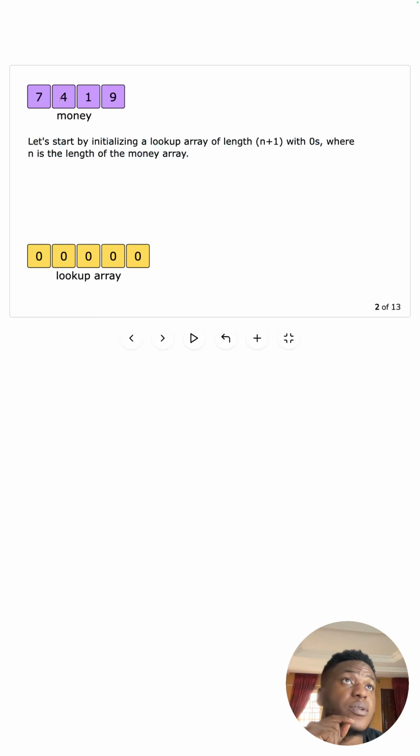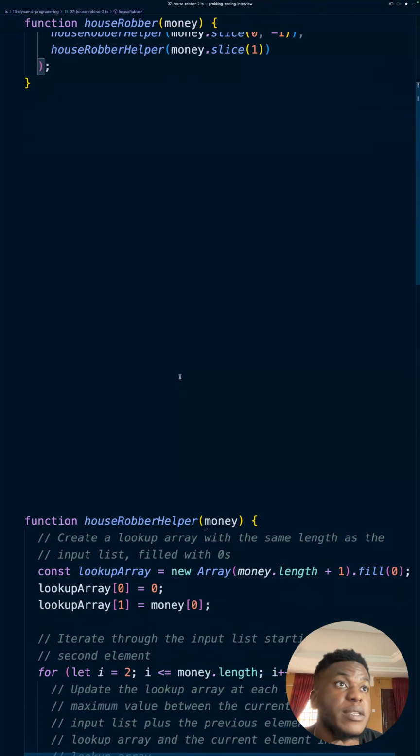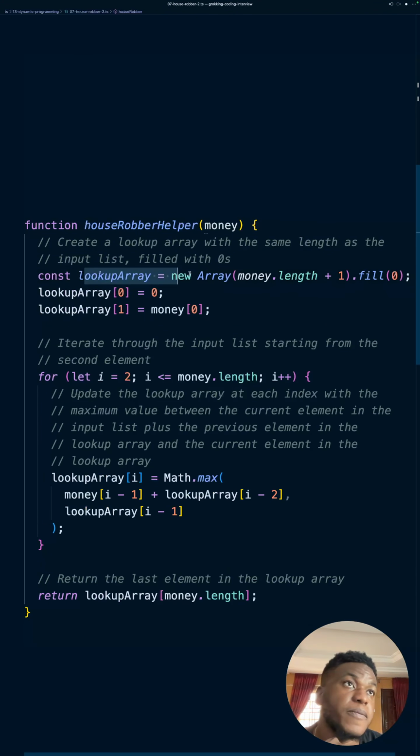Okay. So next, what do we do with set 1? First thing we're going to do is create a lookup array by initializing a lookup array of length n plus 1 with zeros, where n is the length of the money array. So this is length of 4, this becomes length of 5, and we seed everything with zeros, and that's what this looks like. So money.length plus 1, you can see that we're filling it with zeros.